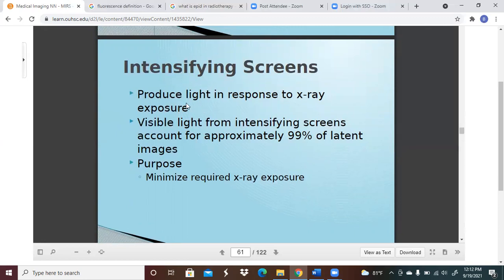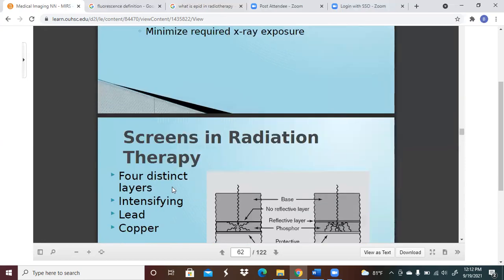Intensifying screens produce light in response to X-ray exposure. Visible light from intensifying screens accounts for approximately 99% of the latent image. And the purpose is to minimize the required X-ray exposure.